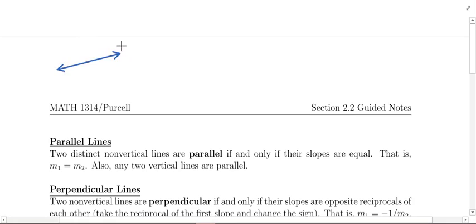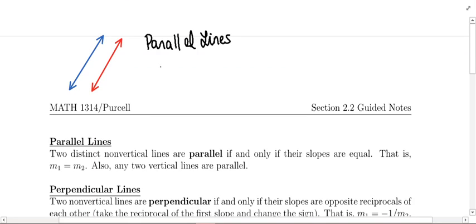Maybe here's the first line. All right, that's good. And then here comes the second line. I'll put it in red. Okay, so these are parallel lines. And basically what parallel lines are is they never intersect.